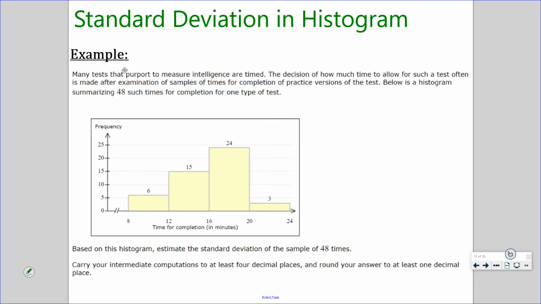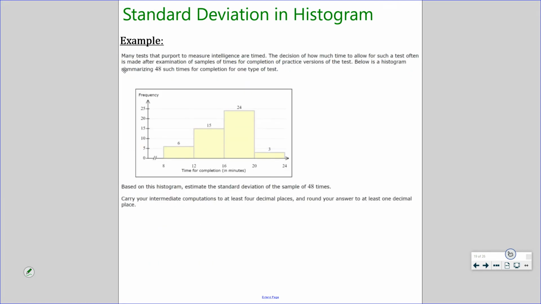The decision of how much time to allow for such a test often is made after examinations of samples of times for completion of practice versions of the test. Below is a histogram summarizing 48 such times for completion for one test. Based on the histogram, estimate the standard deviation of the sample of 48 times.